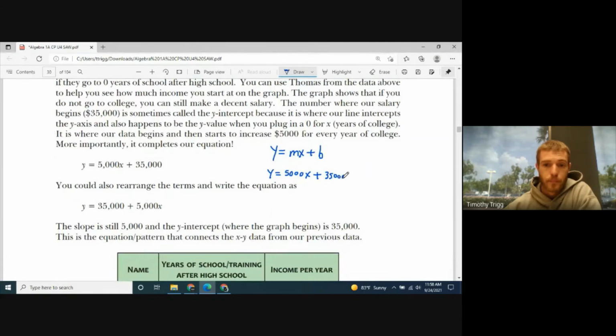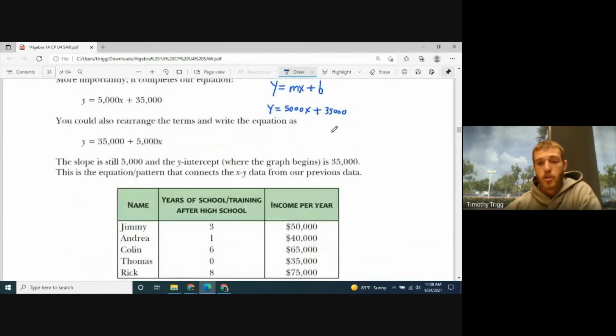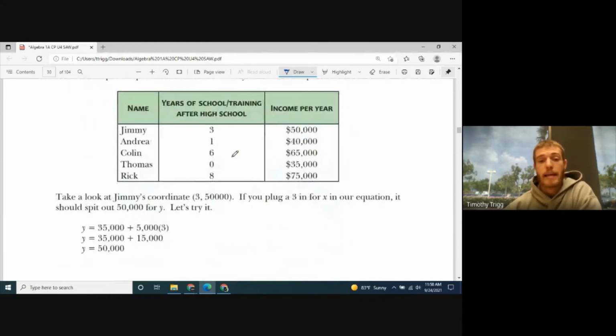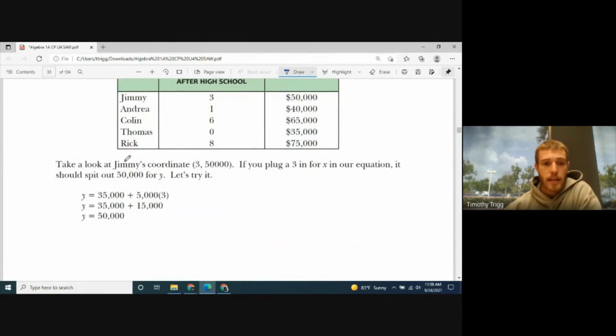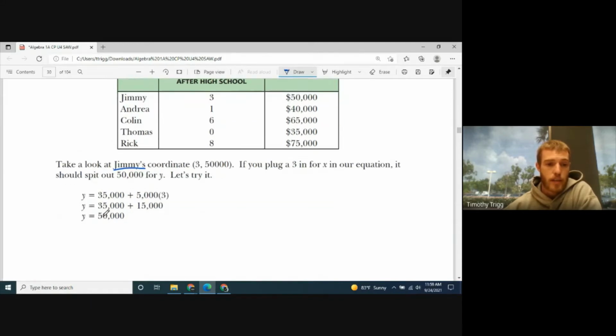Okay, and you can see here's the equation there as well. And you can make sure that this is the correct equation by plugging in these points as well. Notice they plugged in Jimmy's here again. So replacing x and y, replace the x with 3 and the y with 50,000, and you should get correct here, and you do.